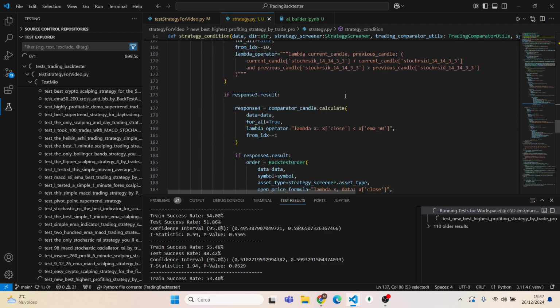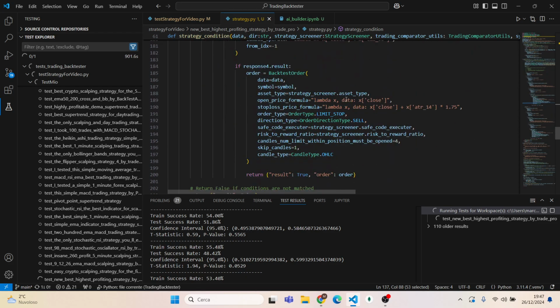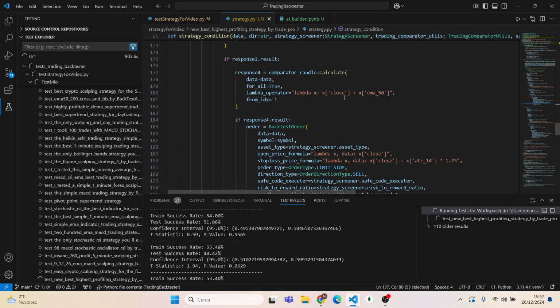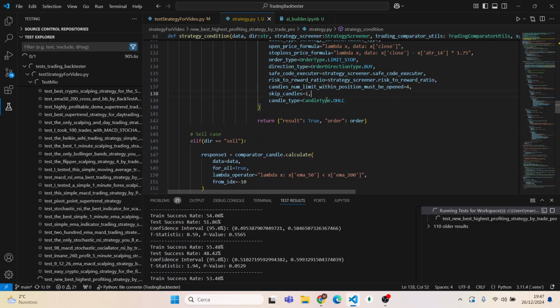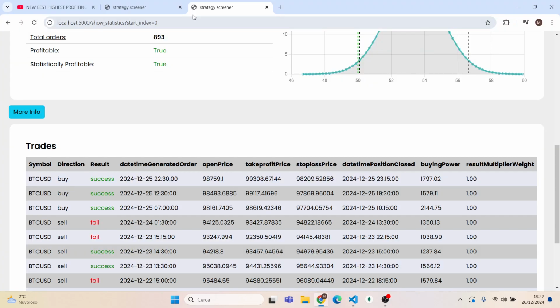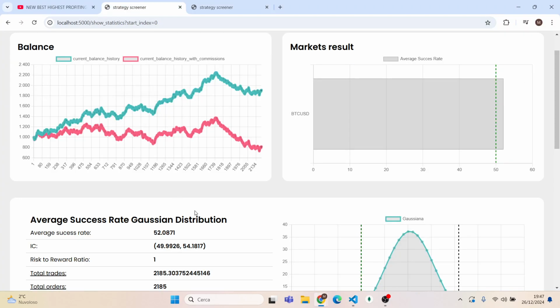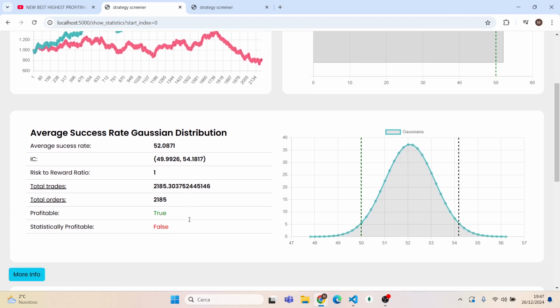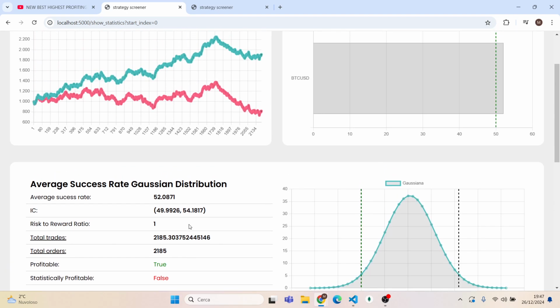It's pretty much the same, but the conditions are the opposite. Okay, I think I showed you everything about the code, but now let's see the default result of this strategy. This strategy doesn't perform too badly or too well. It has an average success rate of 52%, that for a 1 to 1 it's enough to be profitable. And the number of trades is pretty high, not too high, but it's a good number.